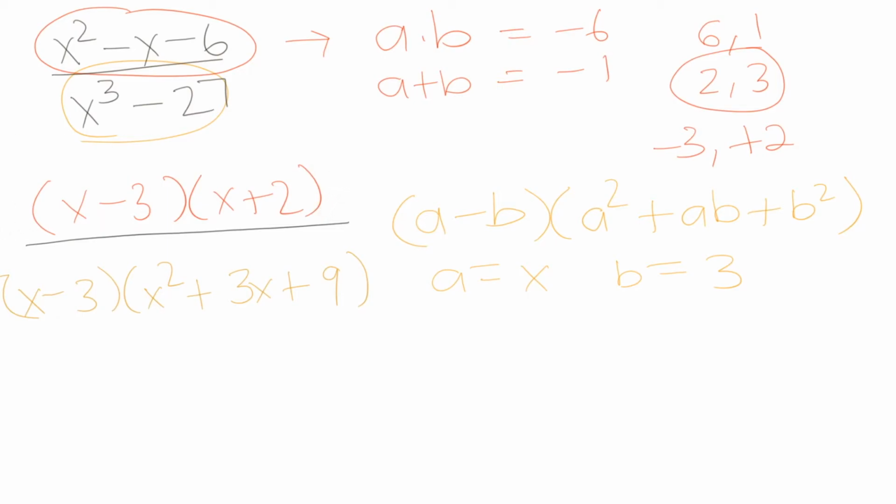And again, that's just plugging in our a's and b's into this formula right here. And now we can recognize that we have an x minus 3 up here and an x minus 3 down here. Those two can cancel out.